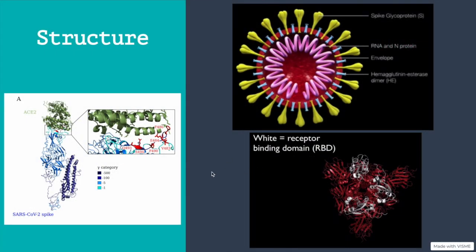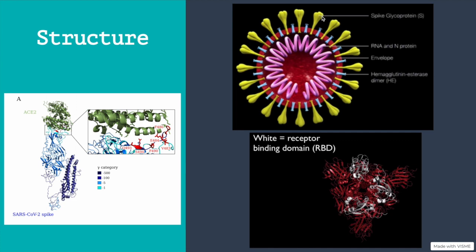So here I'm just going to talk about the structure of coronaviruses. In this image, you can see a coronavirus cut in half. The yellow is the spike glycoprotein, and then in this pink spiral is the single-stranded RNA that all coronaviruses have, and the nucleocapsid protein. You have in red the envelope, and then in blue the hemagglutinin esterase dimer.